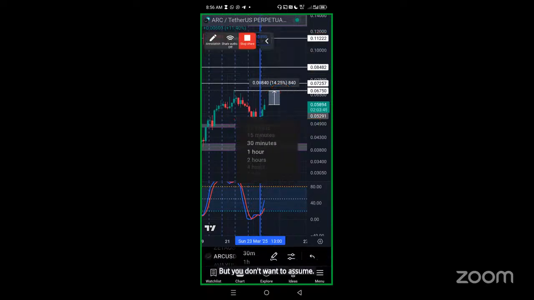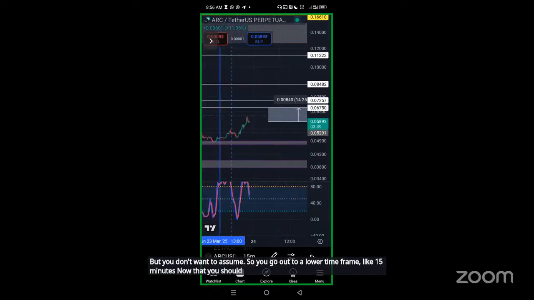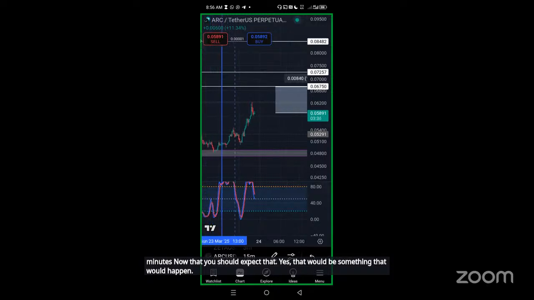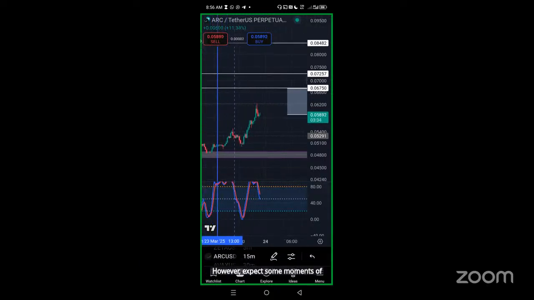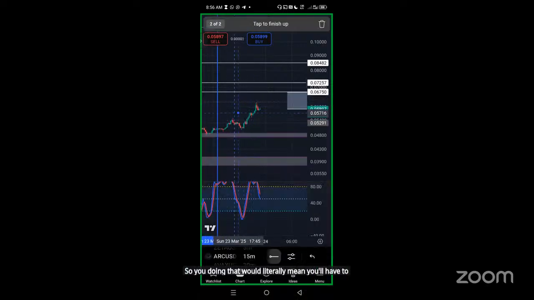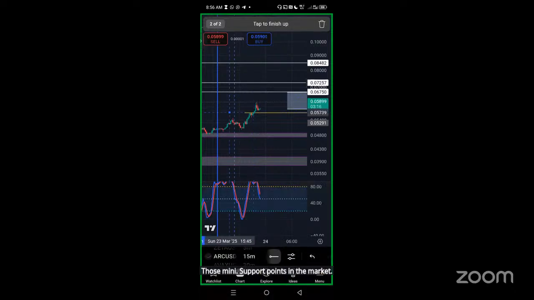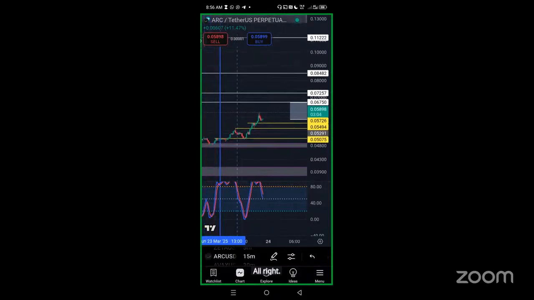So you go out to a lower time frame, like 15 minutes. Now that you should expect that, yes, that would be something that would happen. However, expect some moments of a pullback and an expansion. So you doing that would literally mean you'll have to identify some of those mini support points in the market. Identify those mini support points in the market, just to make sure that you don't take chances. All right, last 15 minutes, remember?